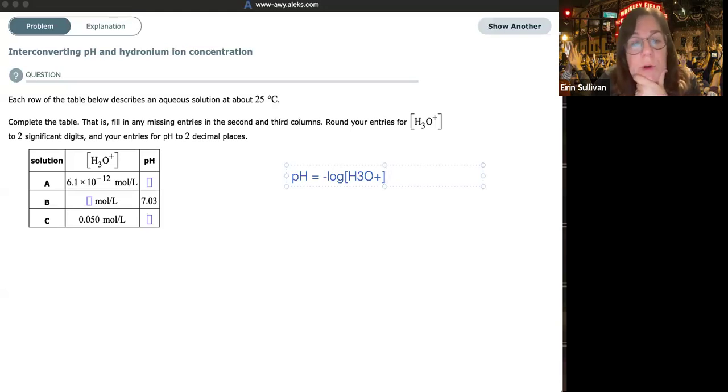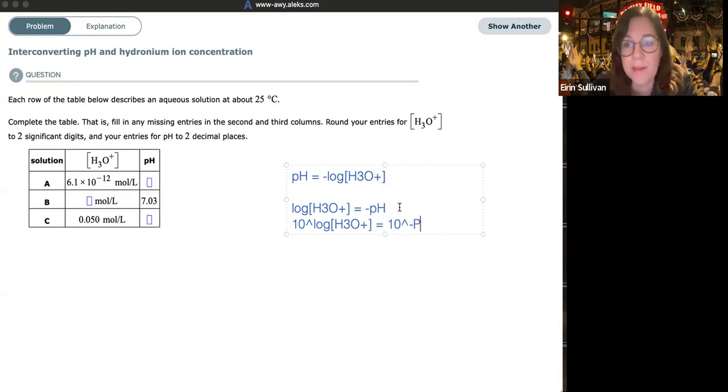Now, if we have to calculate the concentration of hydronium from pH, we'd need to rearrange that. So I'm going to change it around so we have the log of hydronium as the subject. Switching the sides, that's equal to minus pH. And then how do I get rid of a log? Well, I'm going to do 10 to the power of both sides. So 10 to the power of log is going to get rid of that log, and then the hydronium ion concentration is 10 to the power of minus pH.